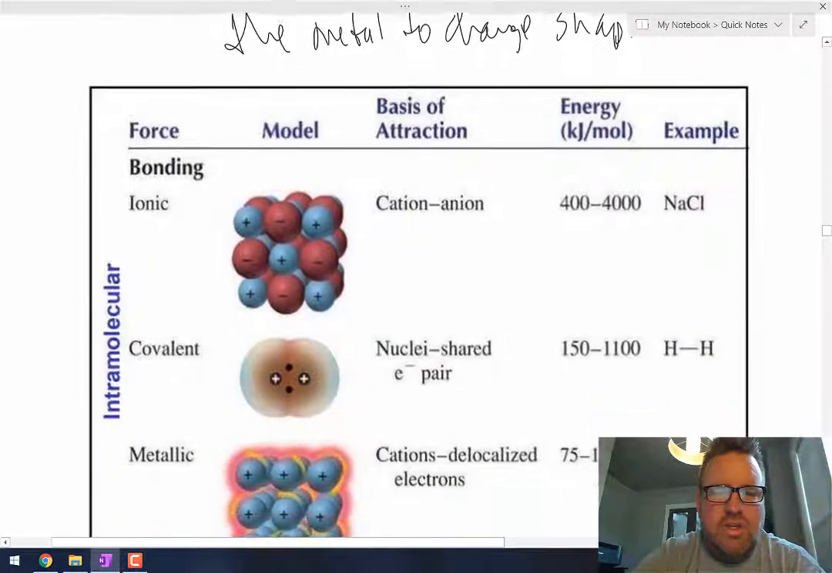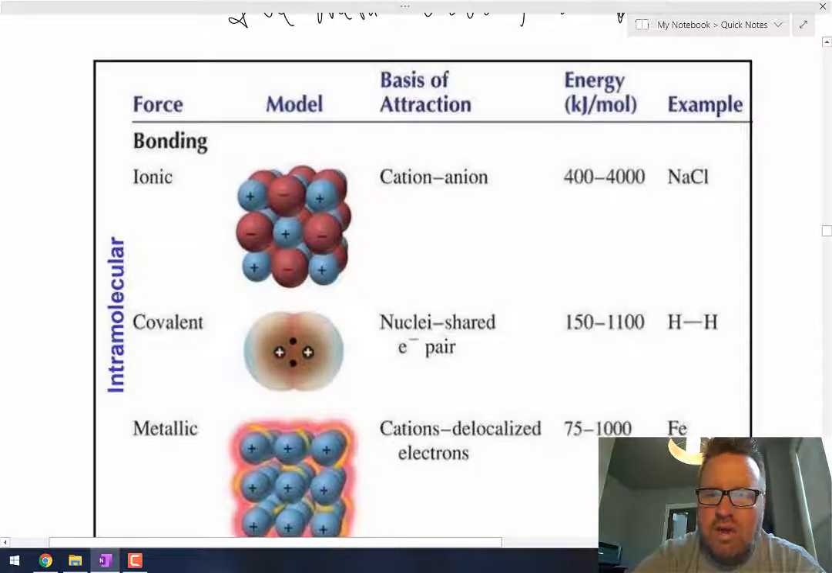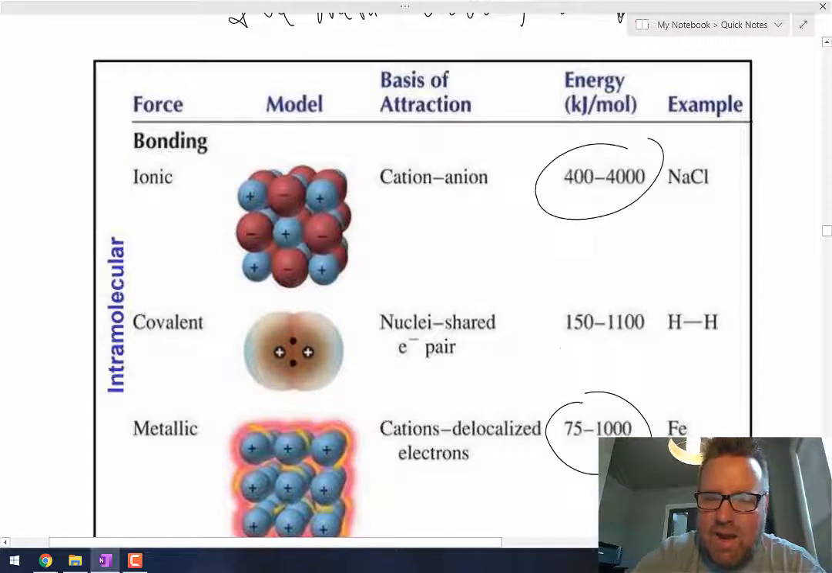Okay, so here are those first 3 types of bonds. Again, notice the energy. The energy can vary quite a bit, but the ionic and metallic are higher in energy than covalent normally.